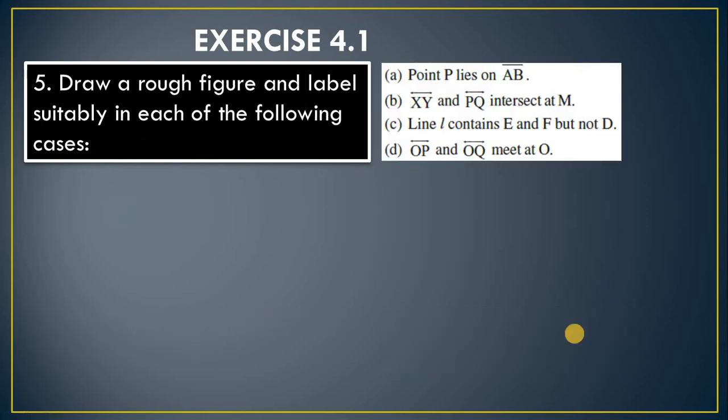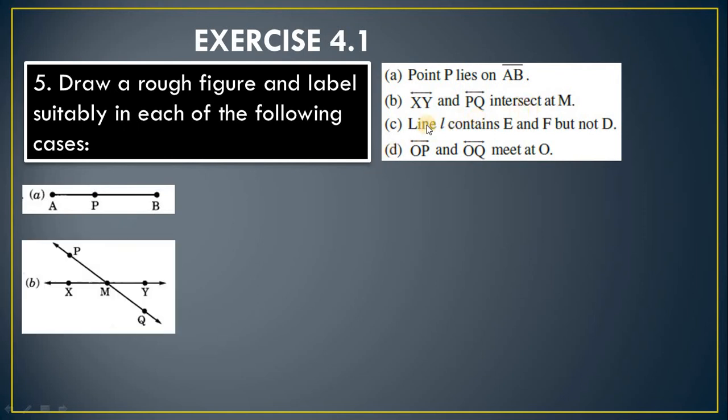Draw a rough figure and label suitably in each of the following cases. Point P lies on AB. So AB is basically a line segment according to this symbol. P lies in between A and B, and they have a fixed length. Next one is XY and PQ. They are lines that intersect, meaning they cross at M. Quite simple. These are the two lines, so here you give the arrow also because they are lines, and they intersect at point M.